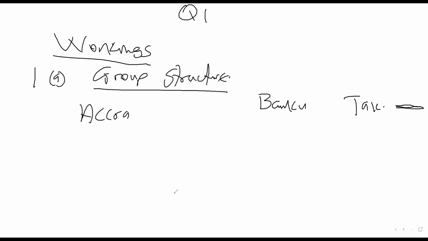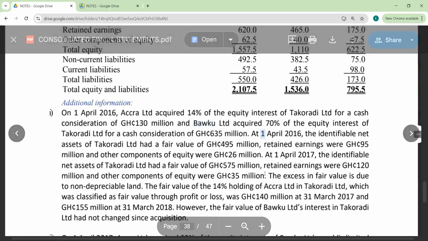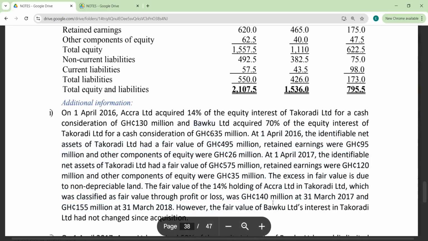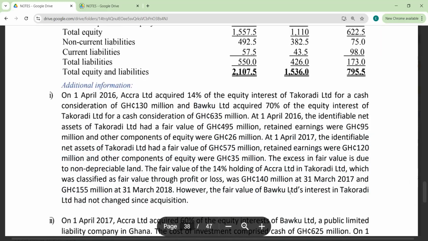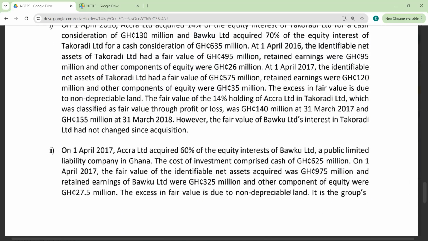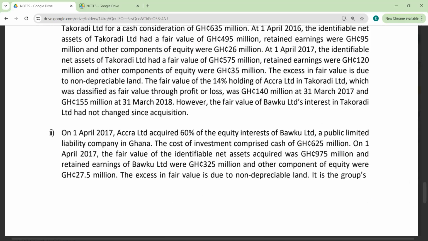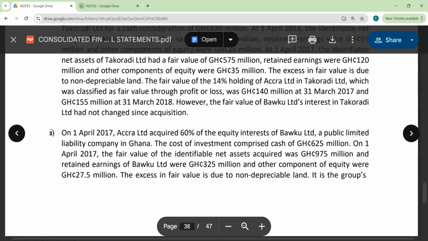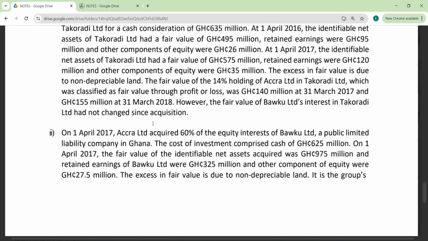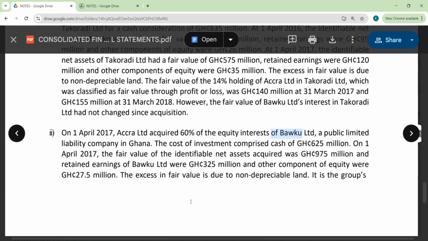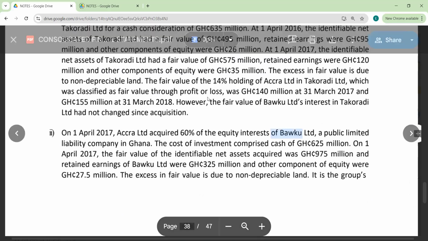I'm done. And the exam condition, this is what you have to do. Continue reading the rest of the story, you don't need it. I'm only interested in group structure. Note 2, on 1st April 2017, Accra Limited acquired 60% of the equity interest of Bokun. That is all, 60% of equity interest of Bokun.